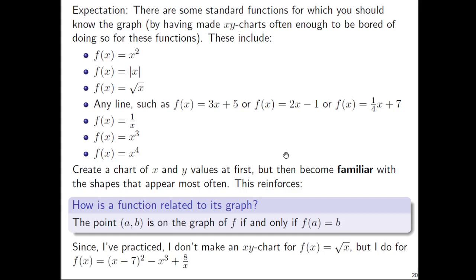Okay, so again, to say this a little differently, to clear up expectations, let me talk in first person. Let me talk about me. Since I've practiced, I don't make an xy chart anymore for f of x equals root x because that's one of the familiar ones. It's like one of the usual ones in the list, okay? However, I do make an xy chart for a really wacky looking function like f of x equals (x minus 7) quantity squared minus x cubed plus 8 over x. That's got so many things going on in it. If I need to graph this by hand, I would be making an xy chart.